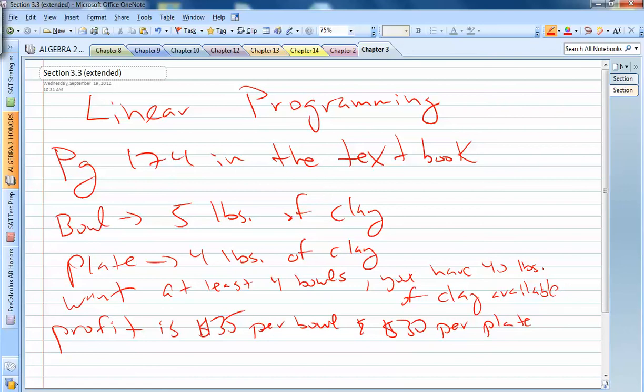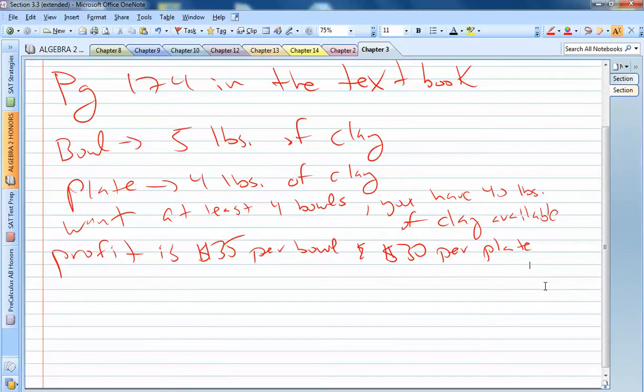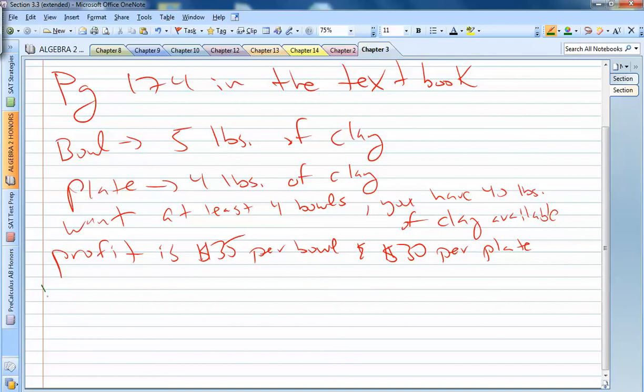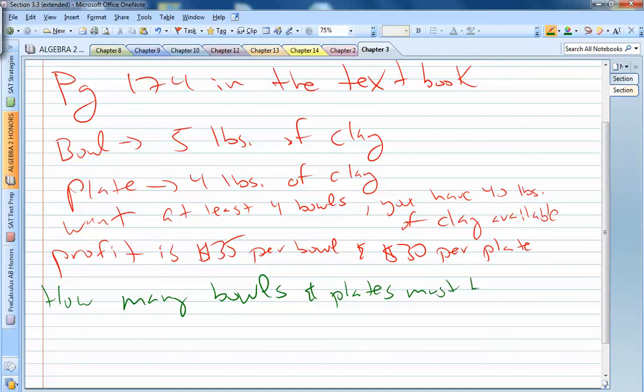So here is the question. We have all this information, right? But here's the main question. How many bowls and plates must be made to maximize your profit?